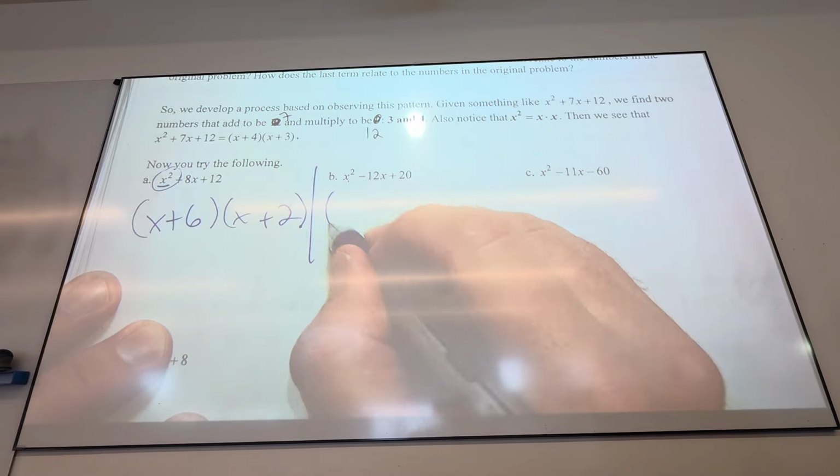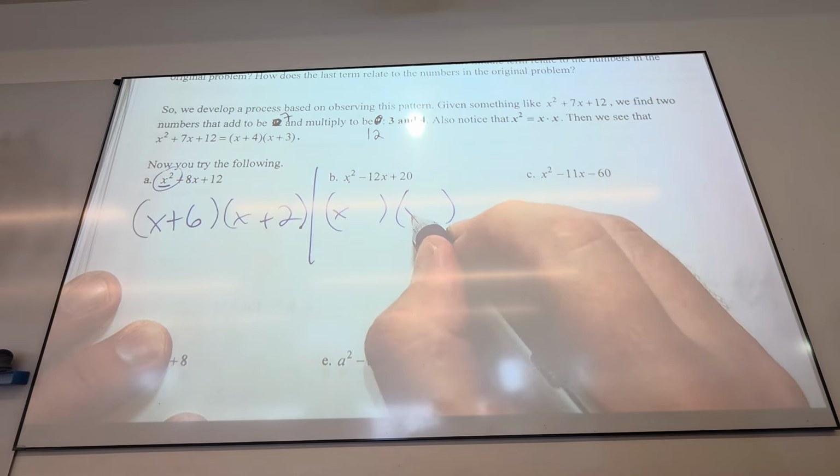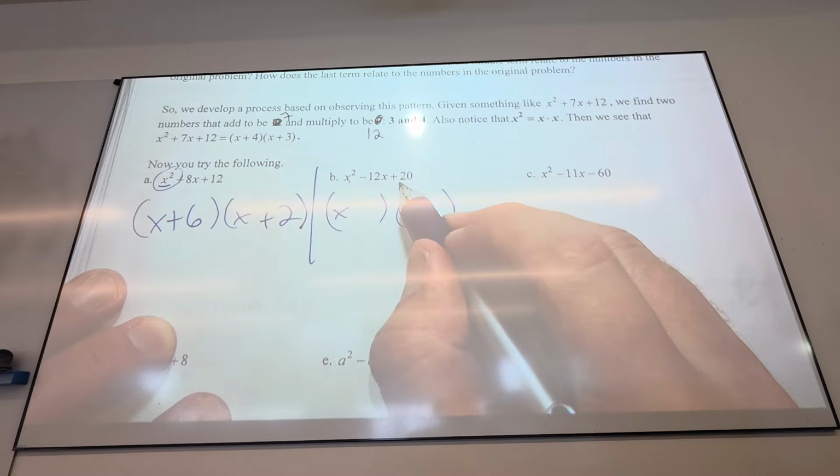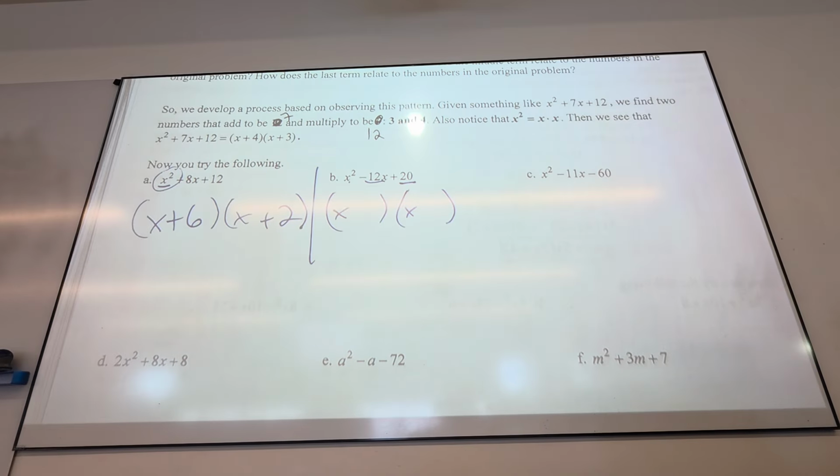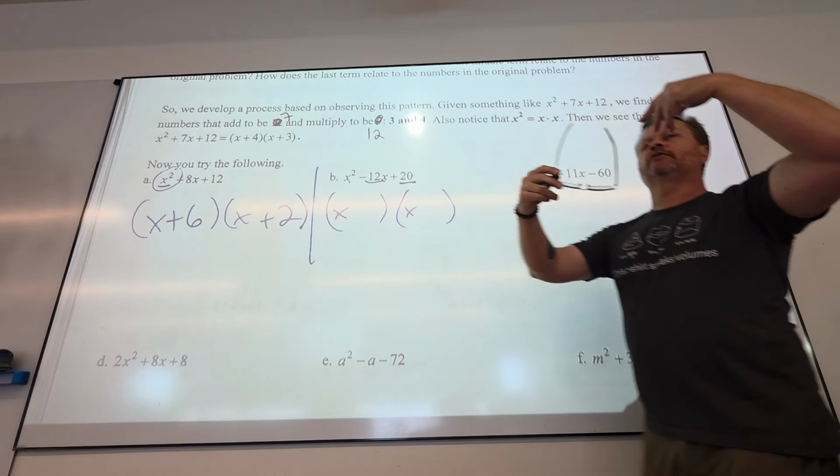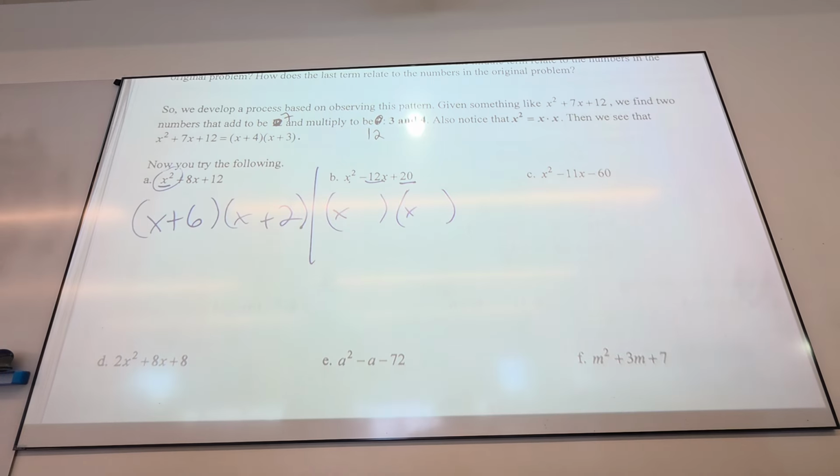Here, same idea. X squared, so it's x and x. They have to multiply to be 20, but add to be -12. So if they multiply to be positive 20, they have to be the same sign. Add to -12, so they both have to be negative. So what do you guys get for that? -10, -2. Those multiply to be 20, and add to be -12.